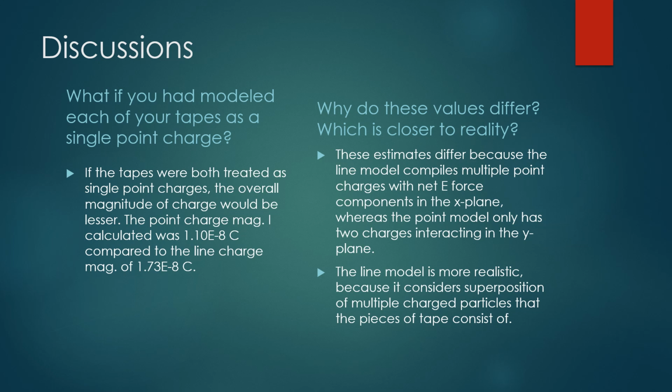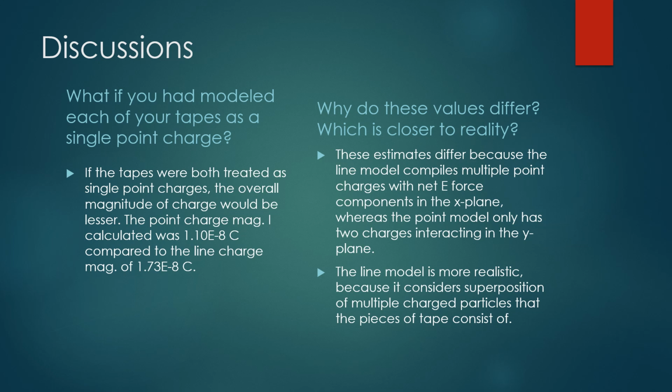So to discuss the what-if questions, what if each of the tapes was modeled as a single point charge? Well, just like the first lab, the overall magnitude of the charge would be lesser. The point charge I calculated was 1.1 times 10 to the negative 8th coulomb compared to my line model of 1.73 times 10 to the negative 8th coulomb.